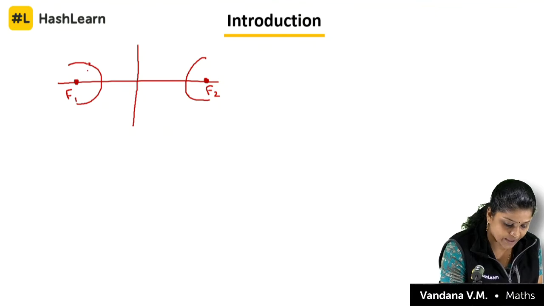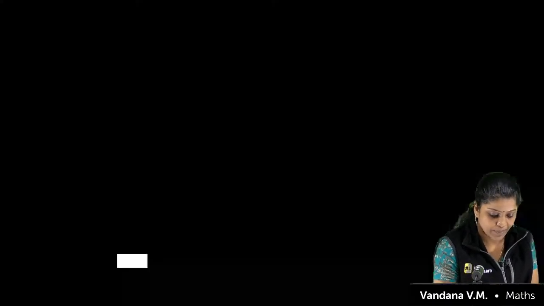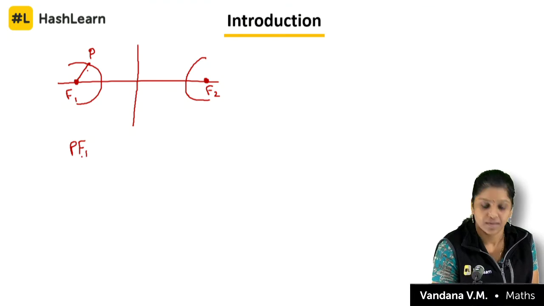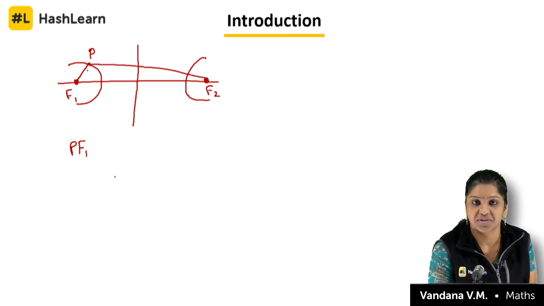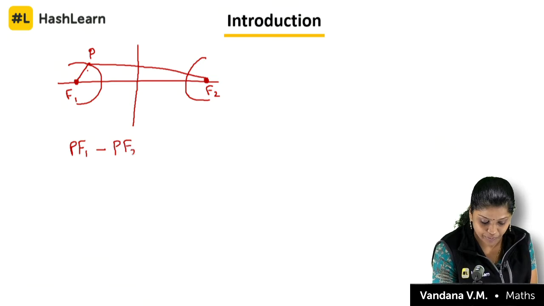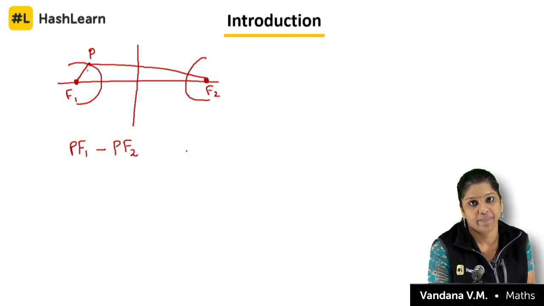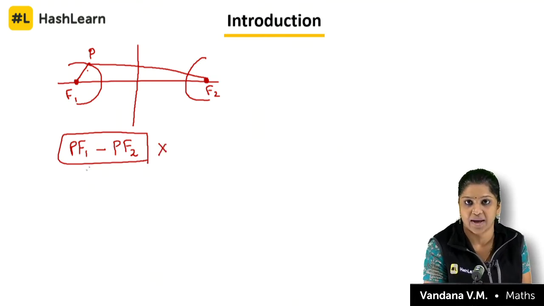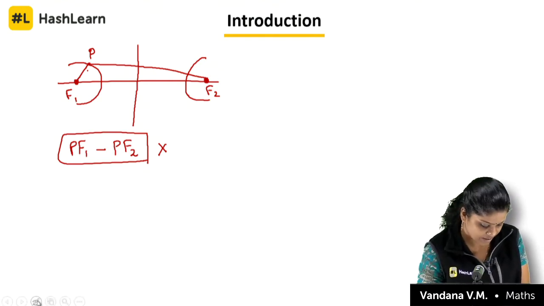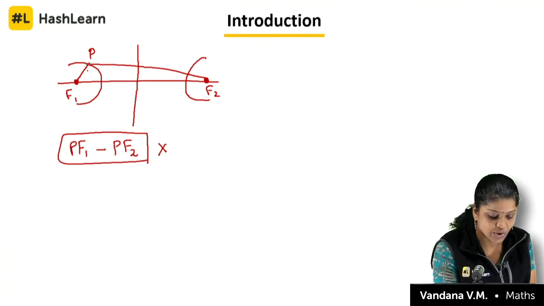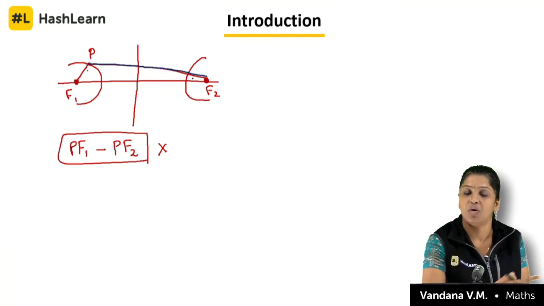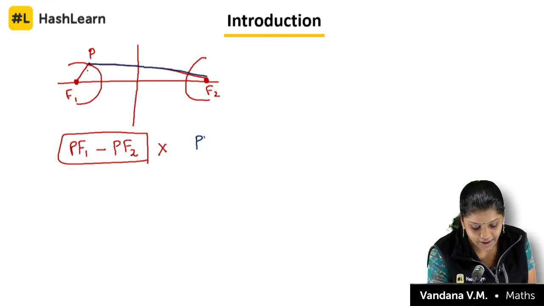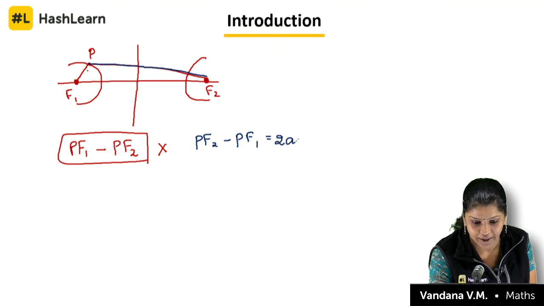Now take any point P. PF1, the difference between these distances, PF1 minus PF2, should always be constant. But I will not write it this way because I should not get a negative value. This is a distance. It should always be positive. So how will I write? By the diagram itself, I clearly know that PF2 is the longest length. So I write PF2 minus PF1 is equal to 2a.